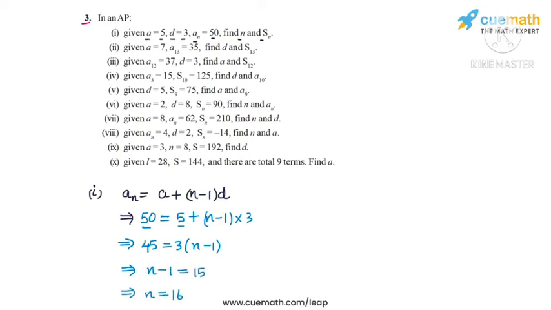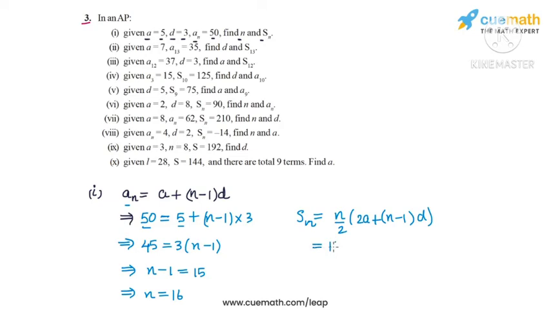So n is equal to 16, and now we can find Sn, the sum of n terms. So that will be equal to, we'll use the formula n by 2 times 2a plus n minus 1 times d. We could use the other formula also, which is n by 2 times a plus l, or in this case a plus the last term, al or an. But let's use this formula.